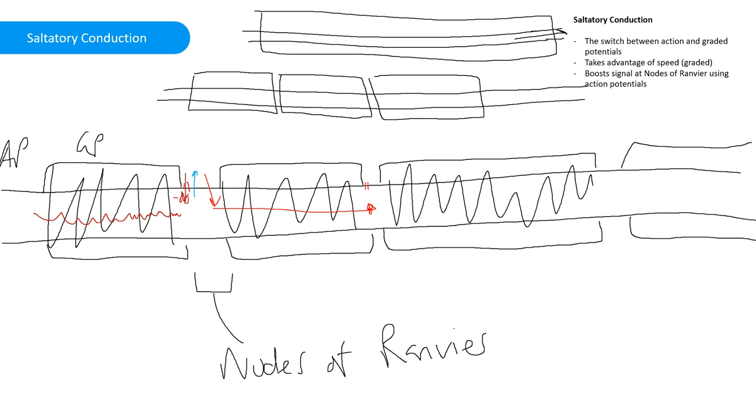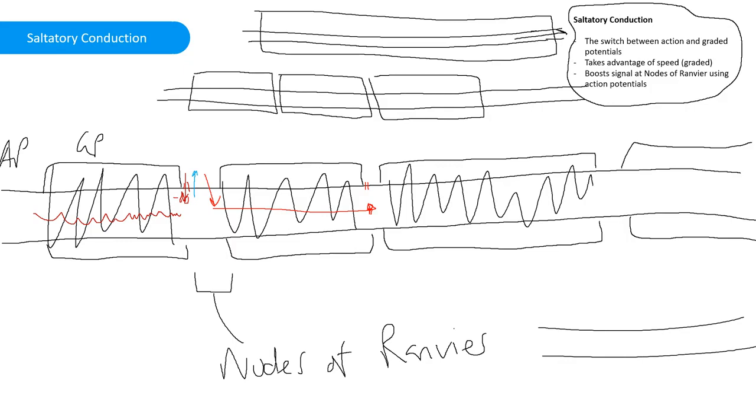So saltatory conduction is the switch between action and graded potentials. It's a trade-off, to make sure the nerve is as fast as possible, the signal is as fast as possible, but to make sure that it definitely gets there. It takes advantage of the speed of a graded potential, but also the distance of an action potential. Likewise, you wouldn't want an axon not myelinated.